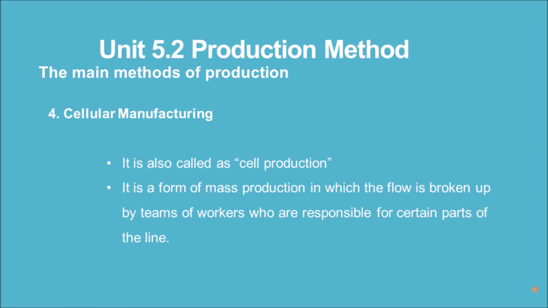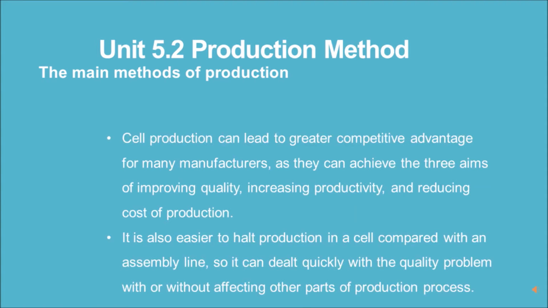It is a form of mass production in which the flow is broken up by teams of workers who are responsible for certain parts of the line. Cell production can lead to greater competitive advantage for many manufacturers, as they can achieve the three aims of improving quality, increasing productivity, and reducing cost of production. It is also easier to hold production in a cell compared with an assembly line, so it can deal quickly with a quality problem with or without affecting other parts of the production process.